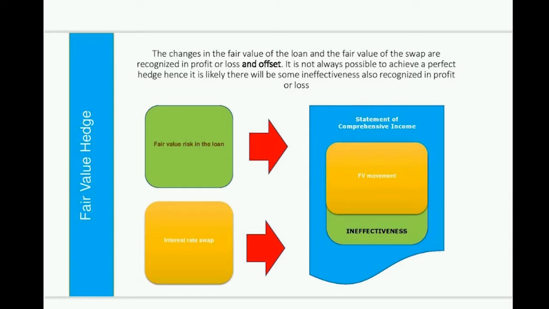And to the extent that one item is changed more or less than the other, that'll give rise to ineffectiveness. In other words, they're not a perfect match for each other. They're not completely offsetting each other one for one, which is quite normal in the marketplace. Then the excess portion would be reflected as a hedge ineffectiveness. So in short, this is how we would account for a fair value hedge.